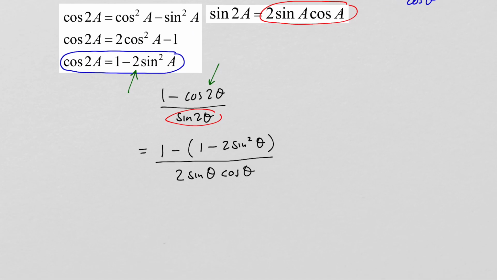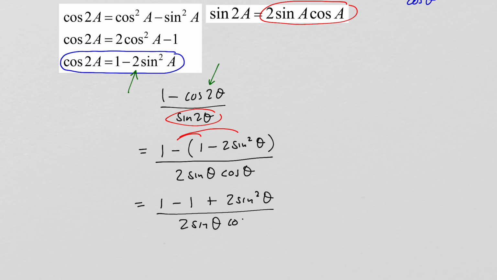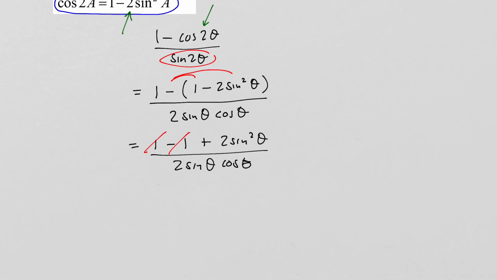And now let's see what happens after that. Well, the next step is to distribute the negative. So that is going to give us 1 minus 1 plus 2 sine squared of theta. And the denominator stays the same. And now the important thing is the 1 minus 1 cancels out. And we end up with 2 sine squared of theta over 2 sine of theta cosine of theta.